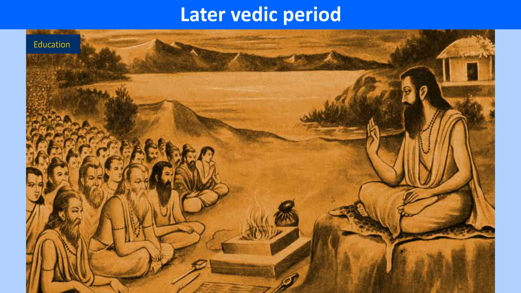Since they were pastoral people, it has been assumed that the search for fertile pastures to raise their cattle might have been one of the major reasons behind their large-scale migration. The arrival of the Aryans in India coincided with the decline of the Indus Valley civilization.